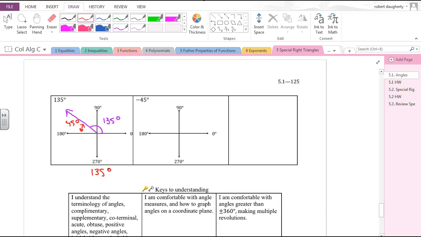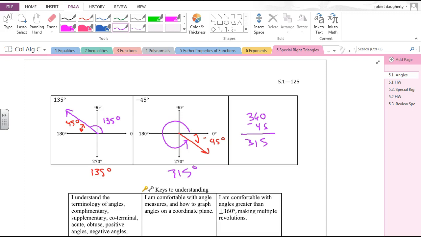Negative 45 degrees puts me where? Right here. Okay, so that is negative 45 degrees. To find an angle between 0 and 360 that looks just like that, I need an angle that starts here and ends here. So that's 360 minus 45, which is 315 degrees, okay? So it's coterminal with 315 degrees. So a negative 45-degree angle and a 315-degree angle have the same terminal side.